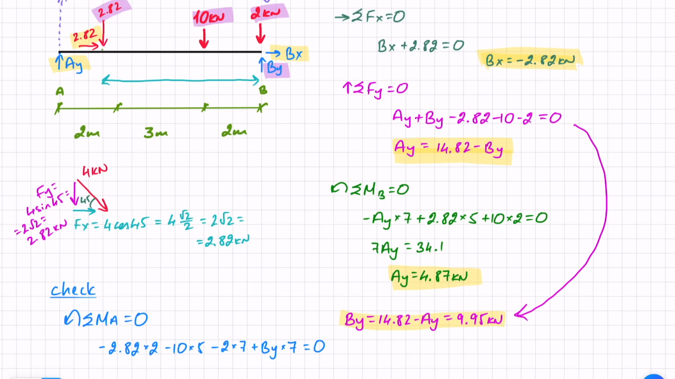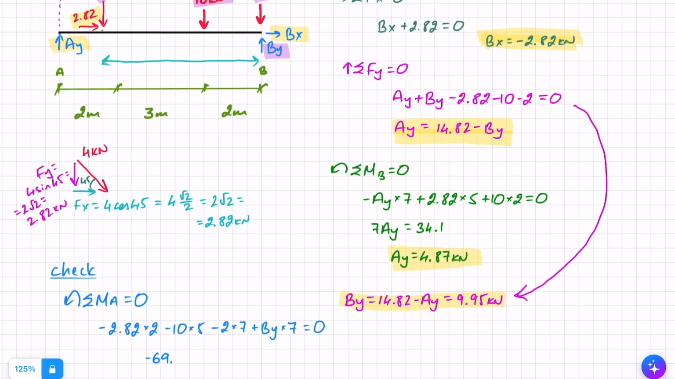If we sum up all the first numbers, we get minus 69.64 plus BY, which is 9.95 times 7. This works out as 69.65. So there is a very slight difference there, but it is a tiny percent, and that is just because of how I've rounded up things along the way. So we can safely say that that is roughly 0, and therefore we have passed this check, and we can move on to solving whatever needs to be solved next.